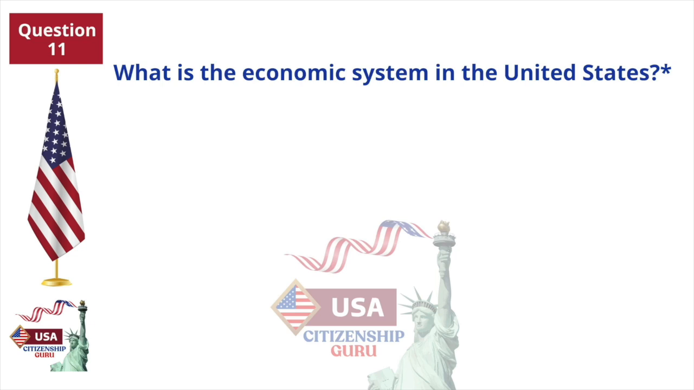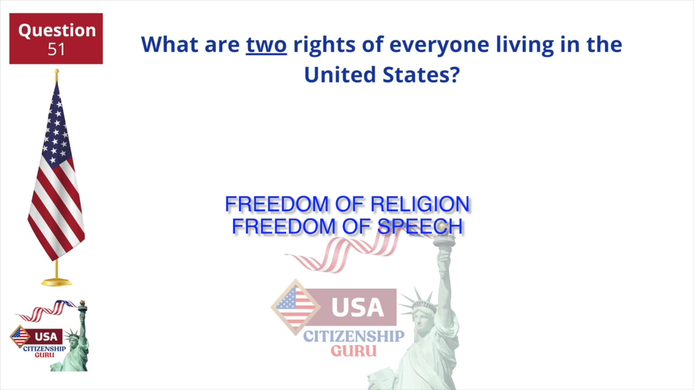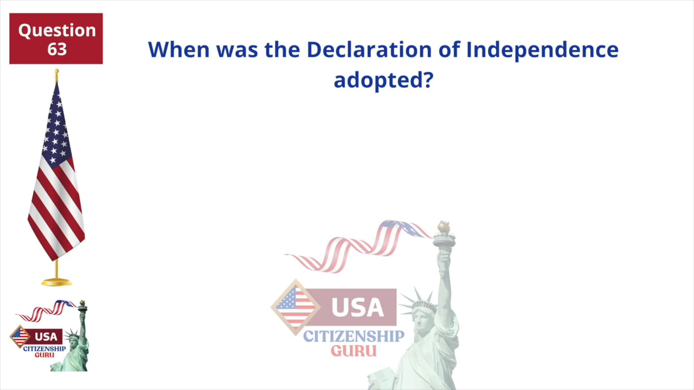What is the economic system in the United States? Capitalist economy. What are two rights of everyone living in the United States? Freedom of religion. Freedom of speech. When was the Declaration of Independence adopted? July 4th, 1776.